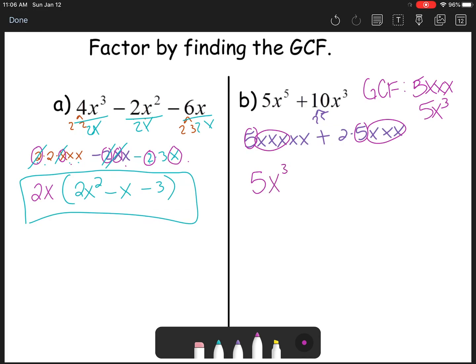And then we would see what we have left over. When we take 5x cubed out, well, we've got x squared left over for that first term, and we just have a 2 left over for that second term.